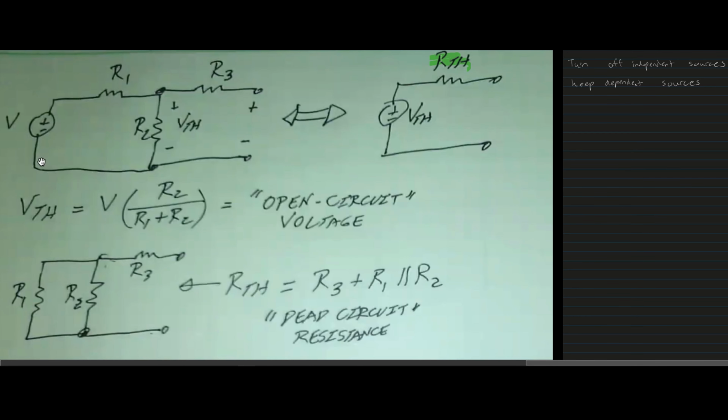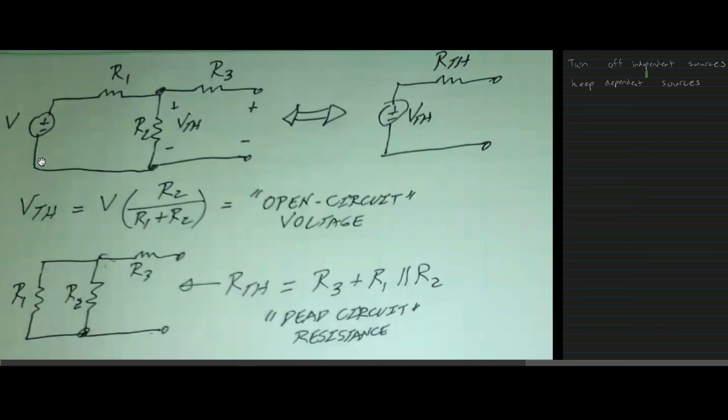Now for the dead circuit resistance, we are going to set our V source to 0 so that we can find our Thevenin resistance. So once that's set equal to 0, we know that R1 and R2 are in parallel, so we set them in parallel right here, and we leave our R3 alone. And so we're just going to add our R3 with these two that are in parallel, because once we figure out the parallel of these two, it's in series with our R3.